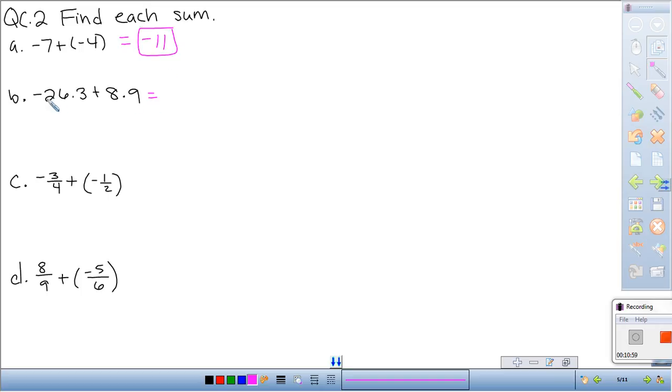B, same sign or different sign? No negatives. They have different signs, and they have different signs. We subtract. Put the quote-unquote larger number on top. We're ignoring the negatives, and when you ignore the negatives, you can see which one's larger. And then we need to subtract. So I have to borrow from the 6. Bring down my decimal. 13 minus 9 is 4. Can't subtract that. 15 minus 8 is 7. 17 and 4/10. And then keep the sign of the number with a larger absolute value. So ignore the negatives. Which one's bigger? 26.3 is. It's negative, so my answer is negative.